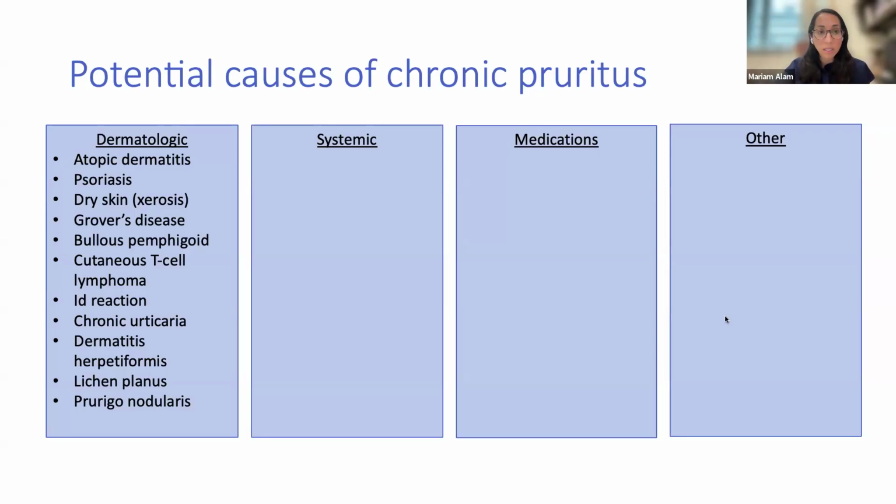Another good thing to think about is chronic urticaria. Dermatitis herpetiformis I mentioned because, again, it's one of these things that can be itchy before you actually see the skin changes. But if you do see it, you'll get blisters on your elbows and your buttocks, and I'll show you a picture of that in a second.